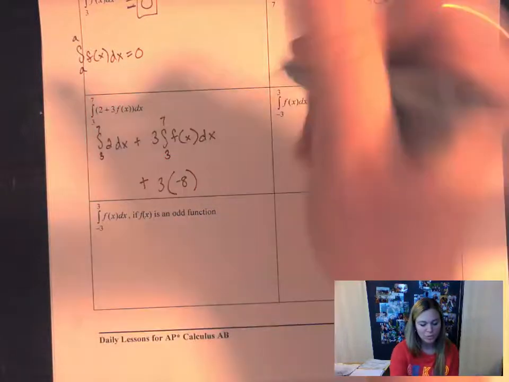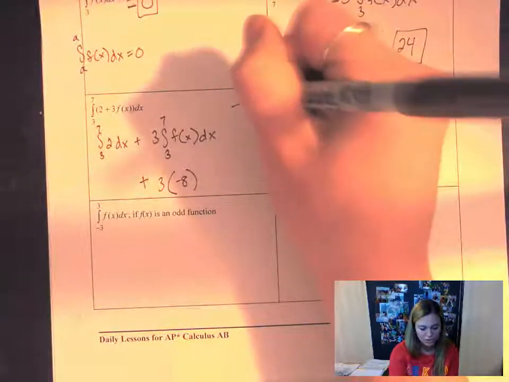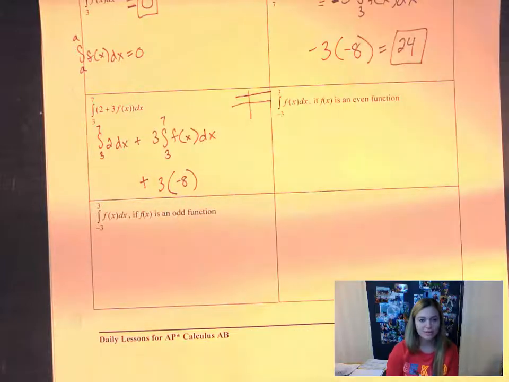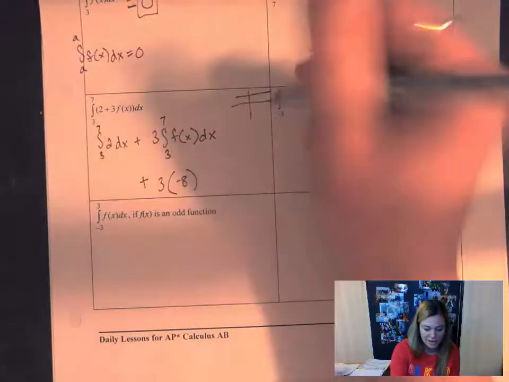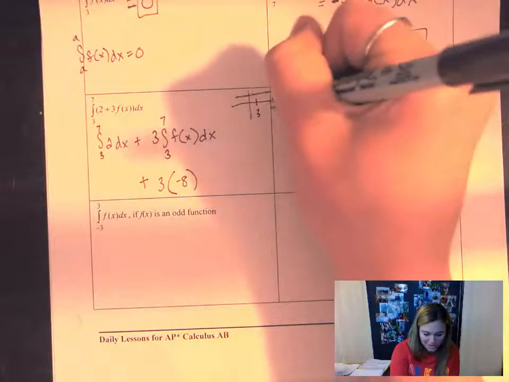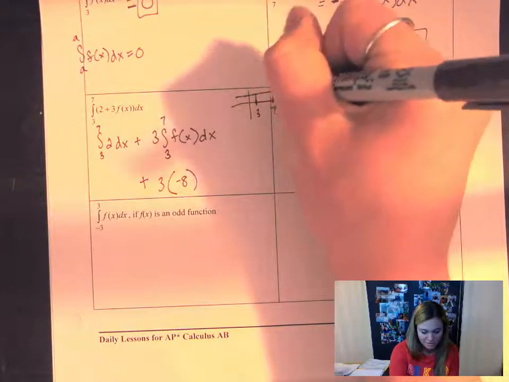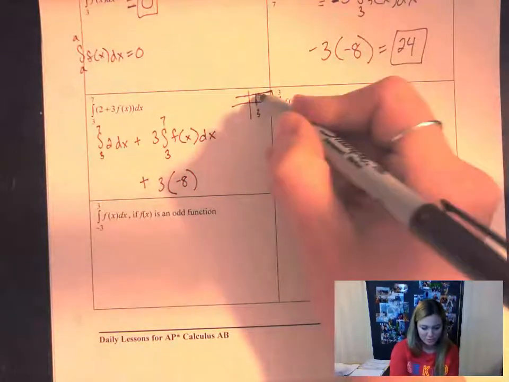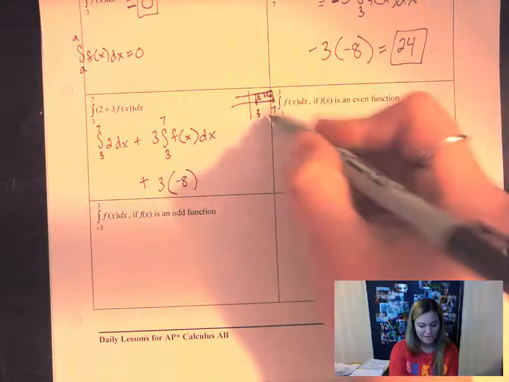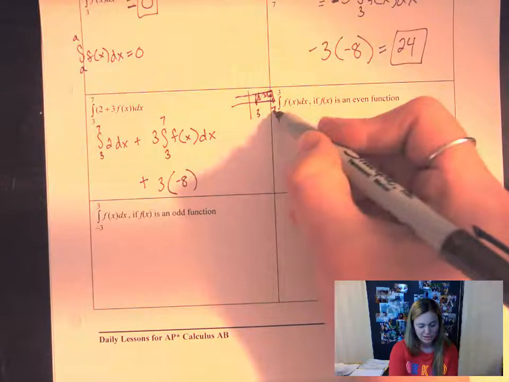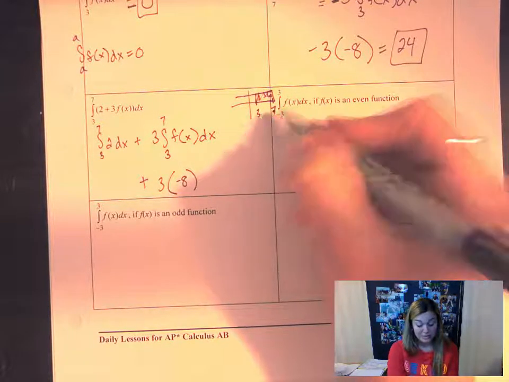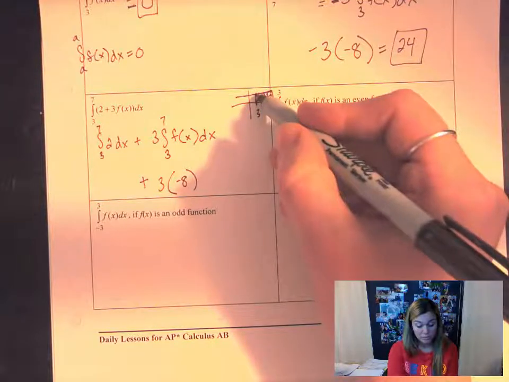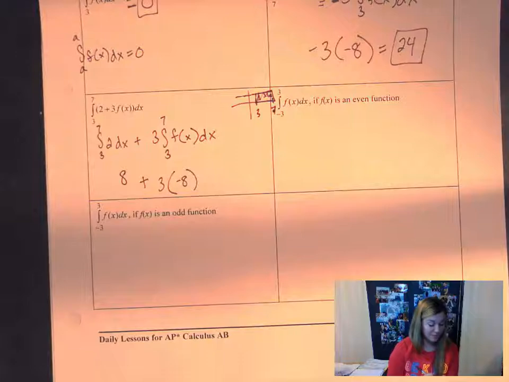You can think about, well, what does the graph y equals 2 look like? It's a line at y equals 2. And if I'm going from 3 to 7, the area under the curve, like between y equals 2 and the x-axis, would be a distance of 3 to 7, which would be 4. 4 times 2 would be 8. And you could do it that way.